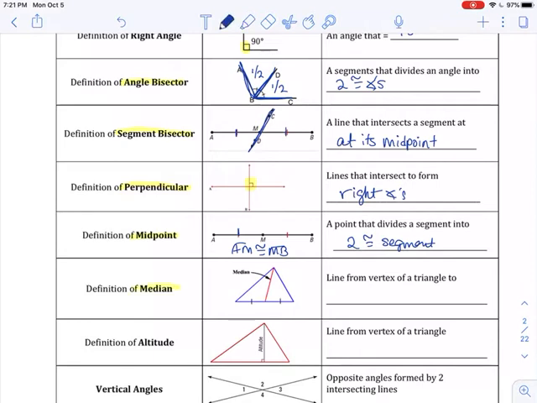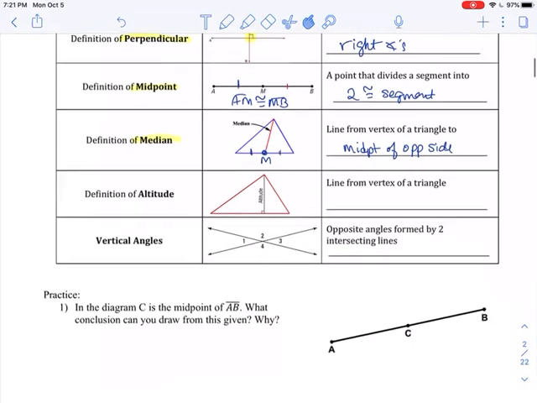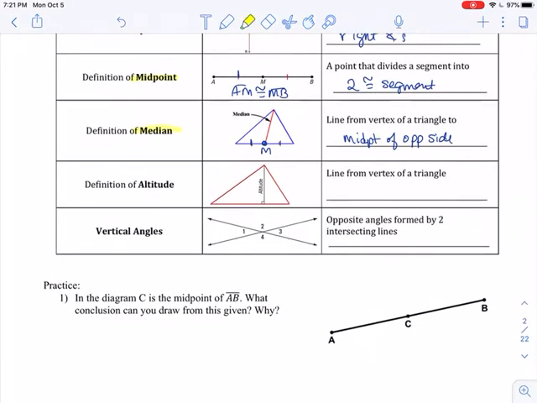A median, okay, doesn't come up as often, but it's still something that we should know. A median is a line from the vertex of a triangle to the midpoint of the opposite side. So essentially it does the same thing in that it goes to the midpoint, then it's cutting this in half, and the left half is equal to the right half.